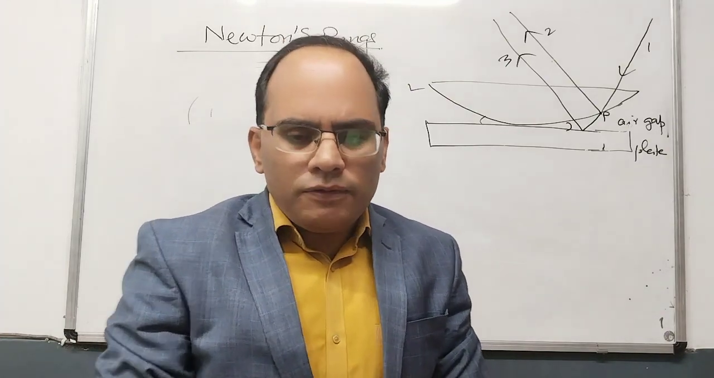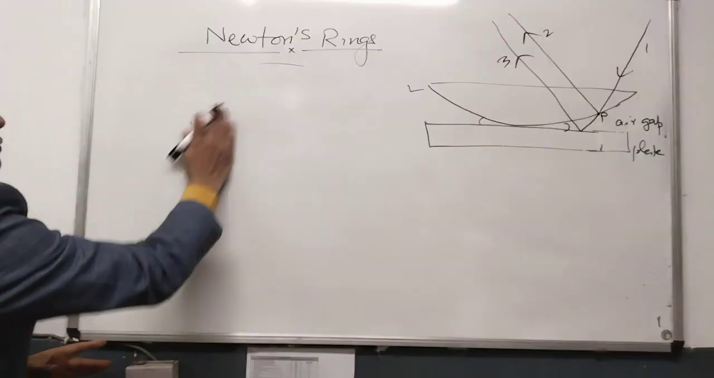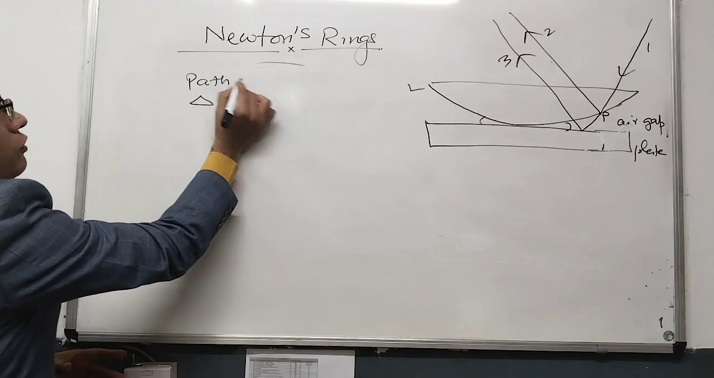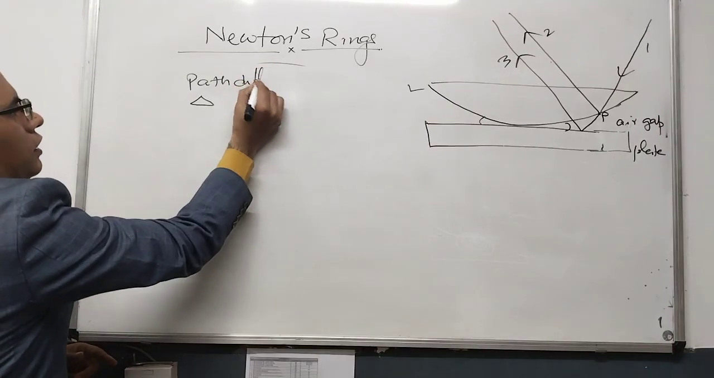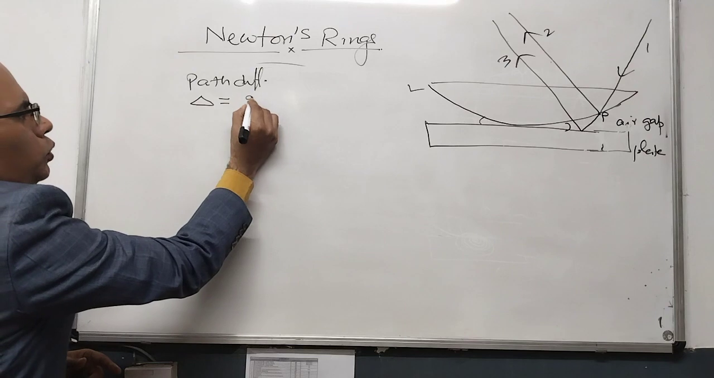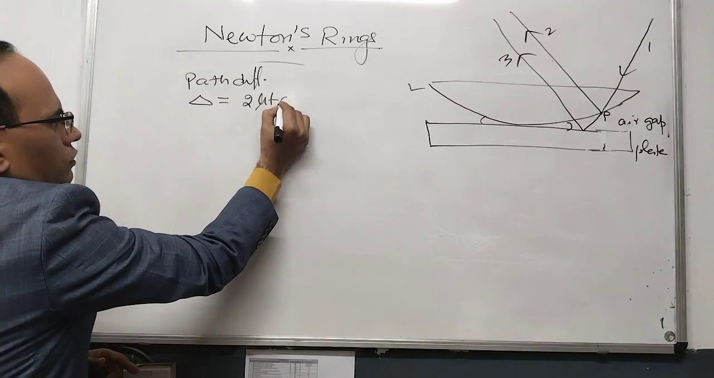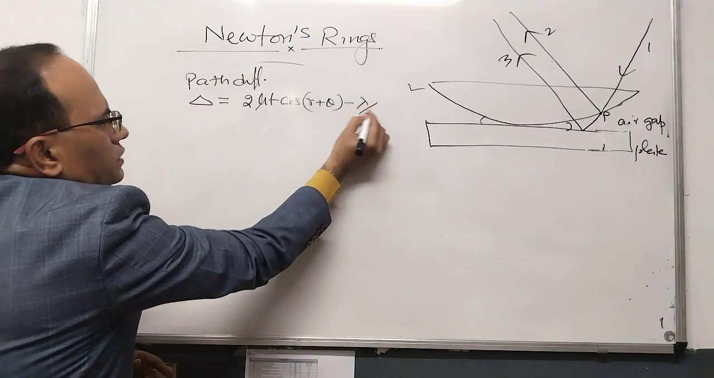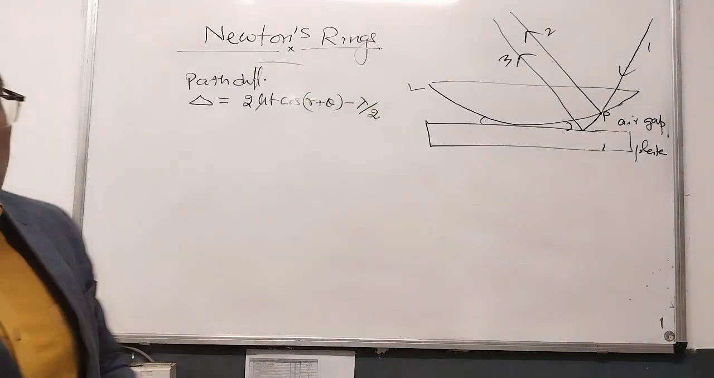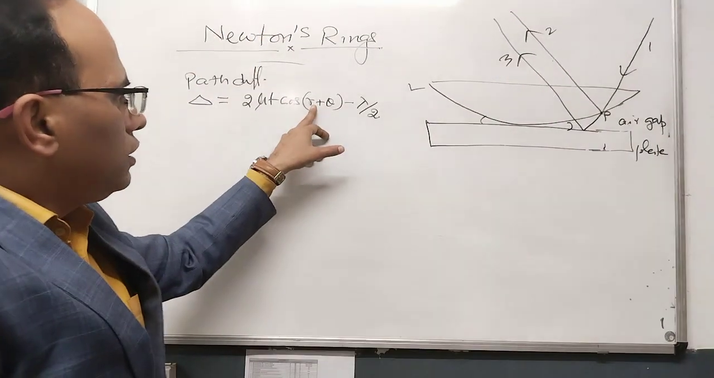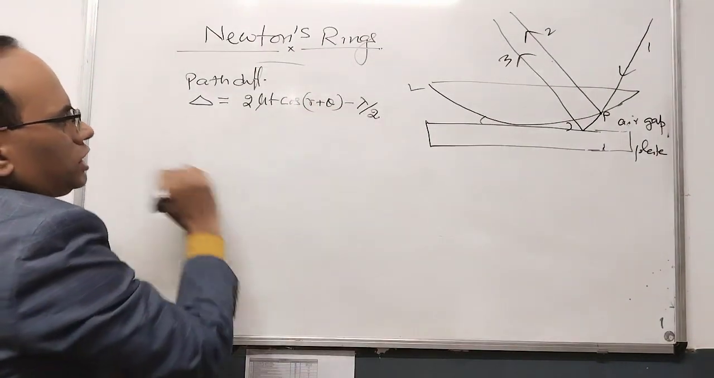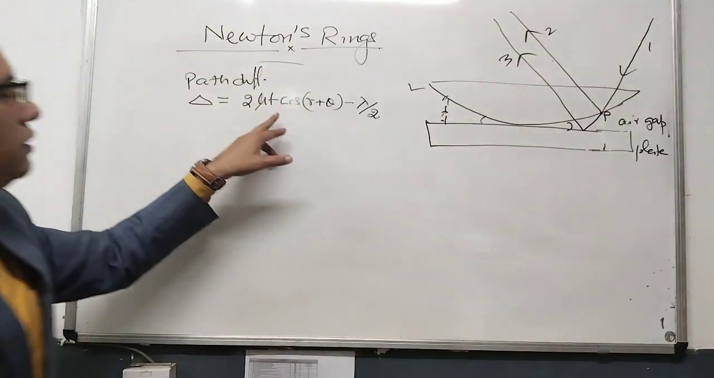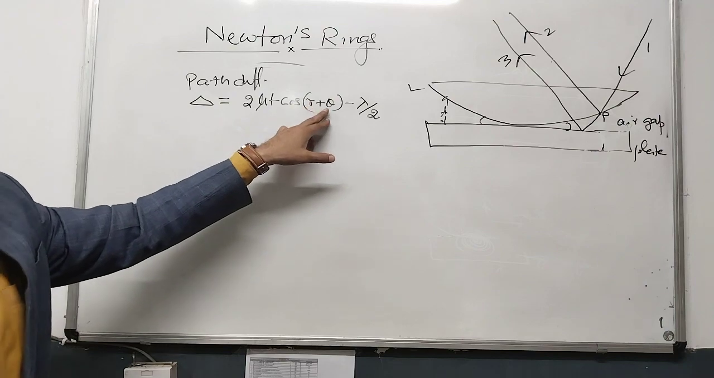Now let's understand the effective path difference. The path difference plays an important role between these two. Path difference delta equals 2 mu t cos(r plus theta). This is my path difference. Now what is theta, what is the role of r? Here t is the thickness of the air film, r is the angle of refraction, and theta is the base angle.